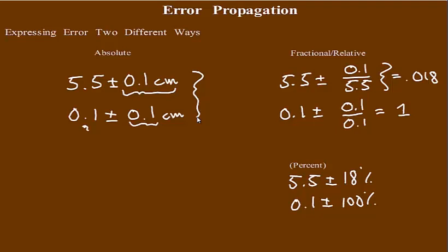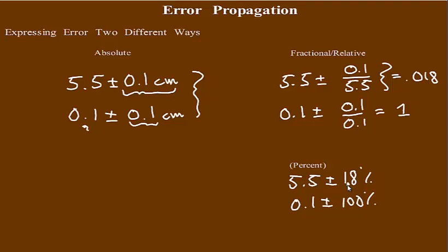You couldn't say, oh, I only have 0.1 error, that's really good. Well, 0.1 is only really good when you're comparing it to a relatively large number. 0.1 of 5.5 is only 1.8%. Whereas 0.1 compared to 0.1 is a huge error. So sometimes it's more practical and more meaningful to go with a fractional versus an absolute uncertainty.